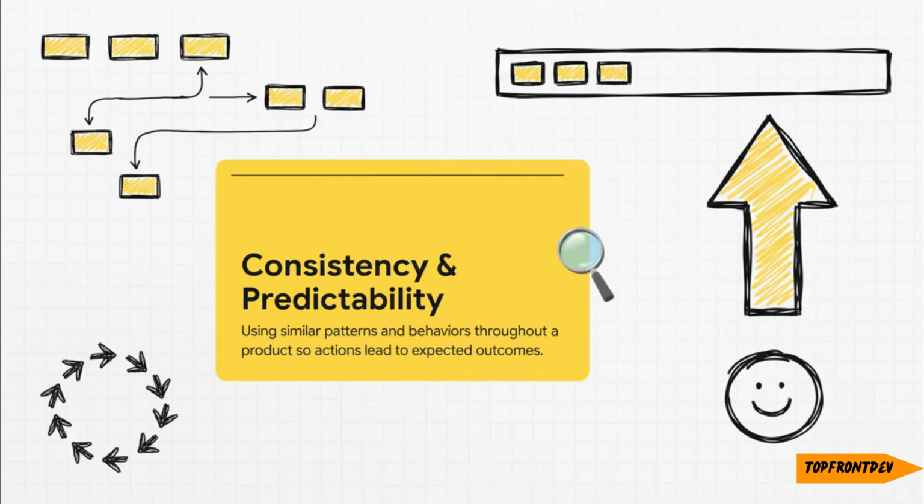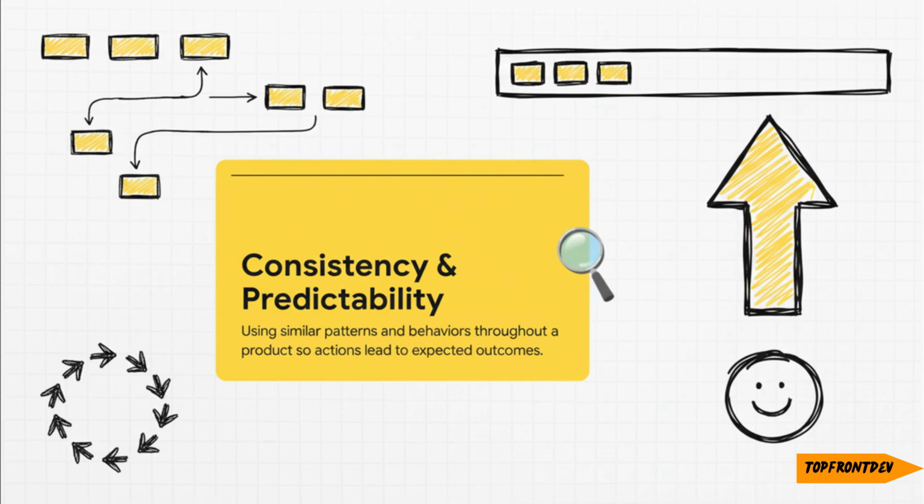And then there's consistency. Our brains love predictable patterns. Consistency in design means if you learn how to do something in one part of the app, you should be able to do it the same way everywhere else. It's why the save icon is almost always a floppy disk, even though nobody uses them anymore. It's predictable, and that means we don't have to waste brain power figuring things out over and over again.